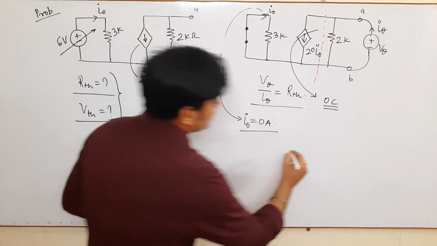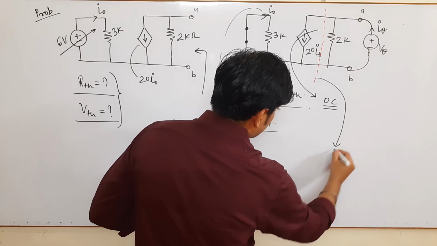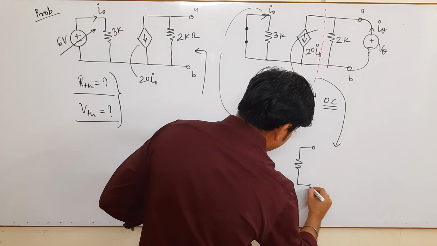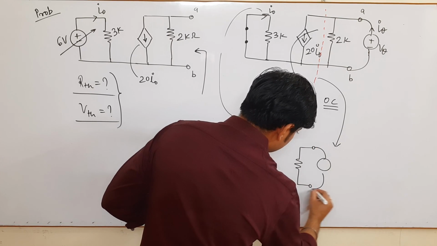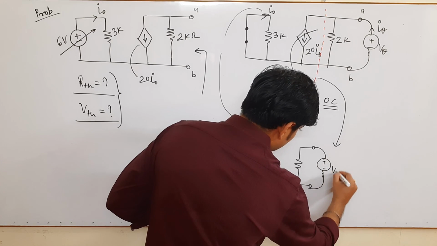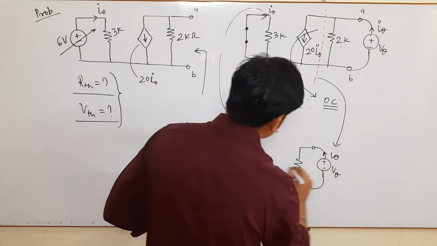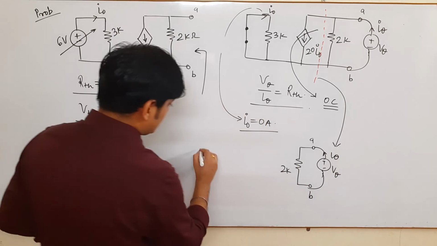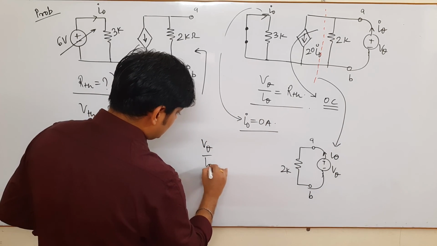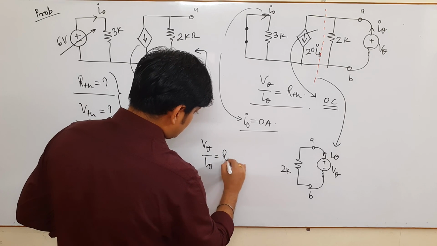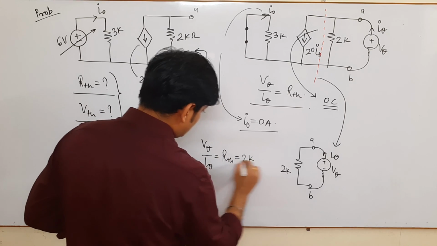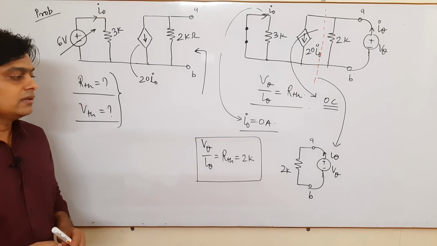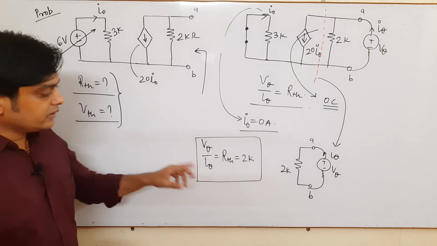So again I will redraw this network. Simply it comes to be this. This is your actual network. This is your V theta, this is your I theta, and this is 2k. This is AB. So you can say V theta by I theta, that is RTH, is equal to twice of k. Very simple. So this is your Thevenin's resistance for this network.